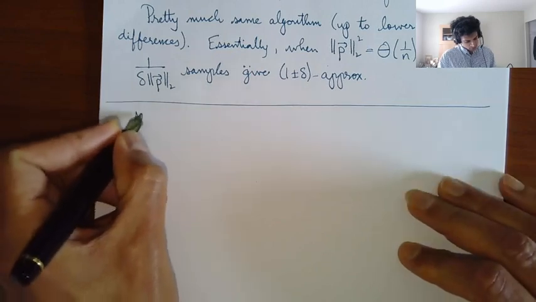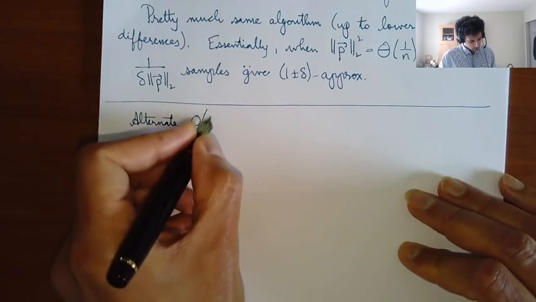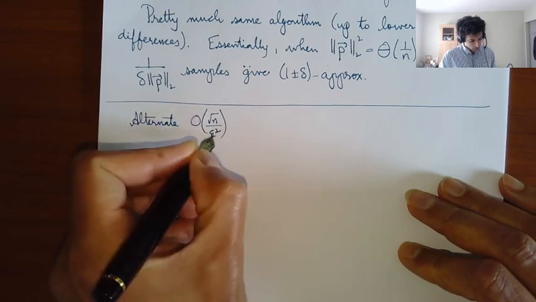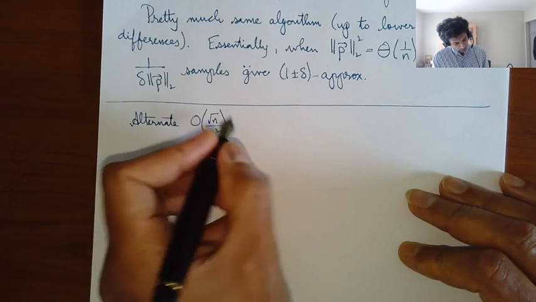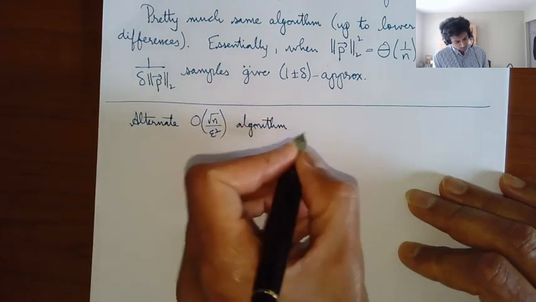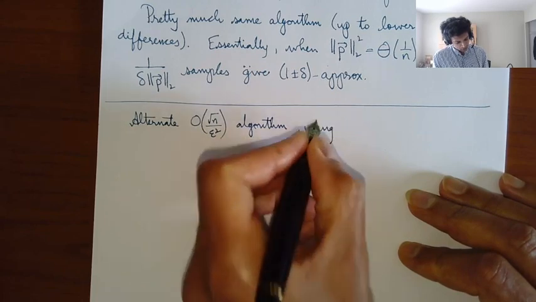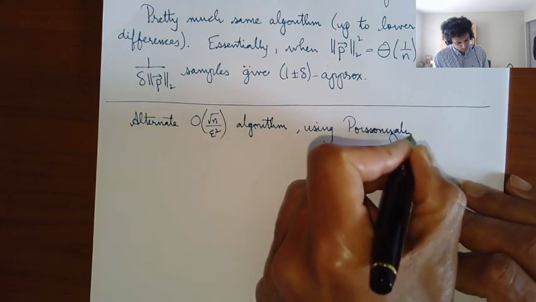So an alternate O of root n over epsilon square. So this is a better constant algorithm using Poissonization.